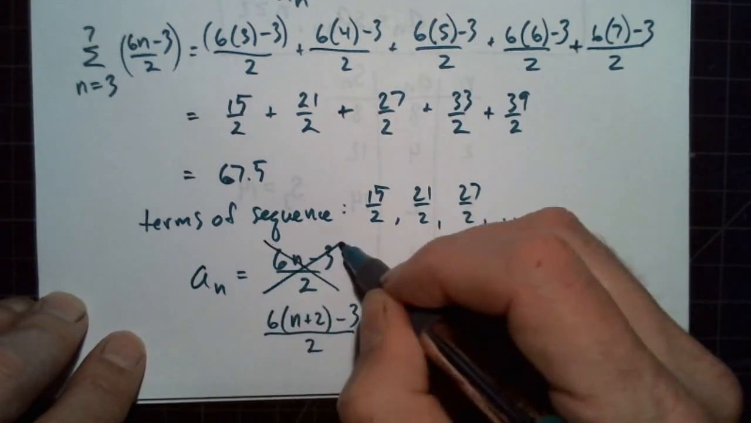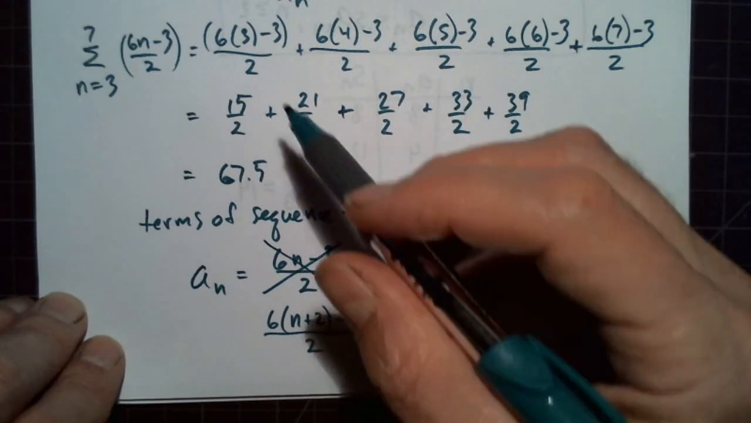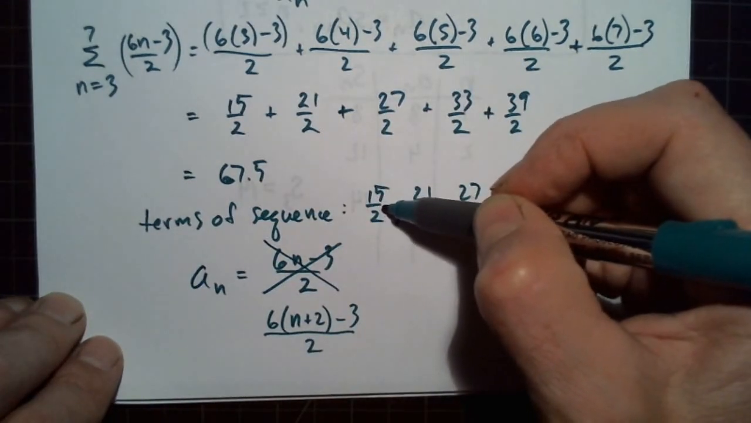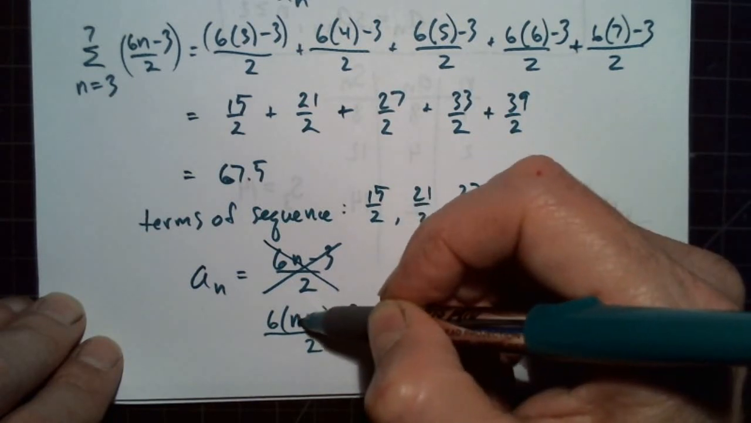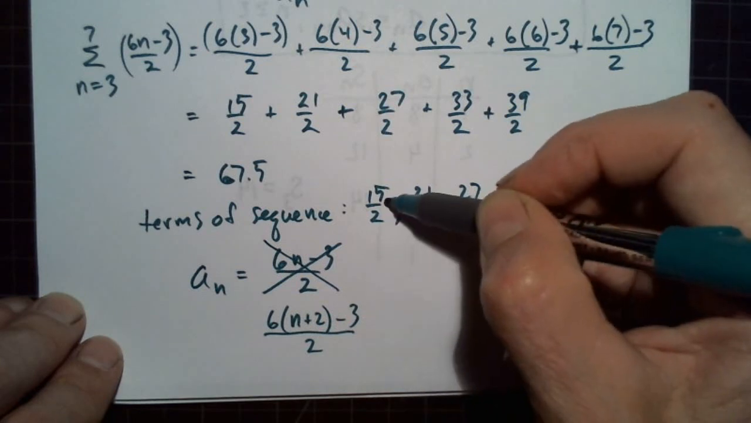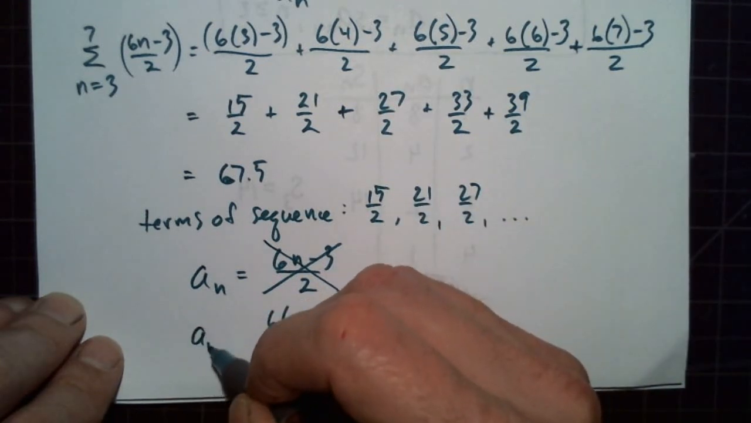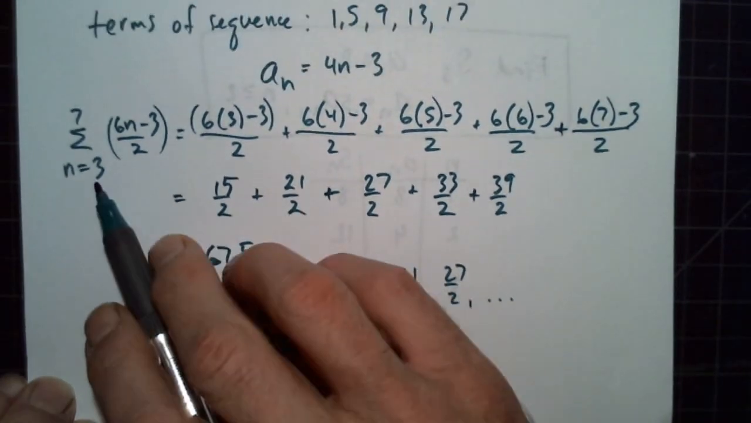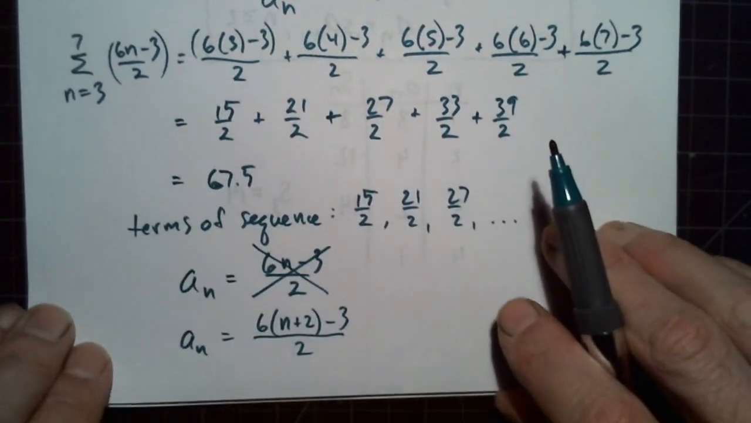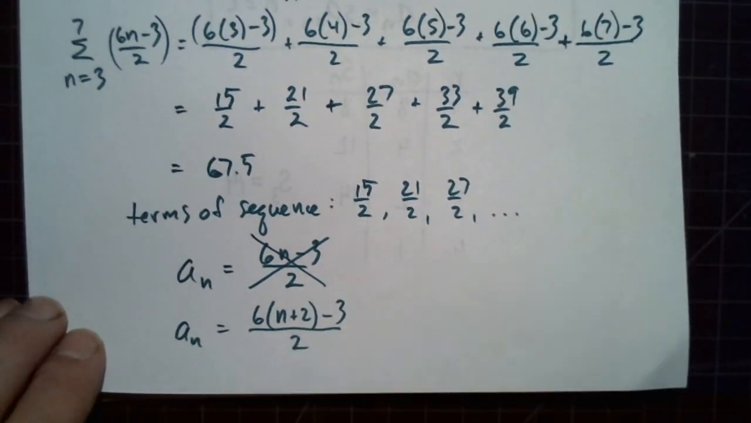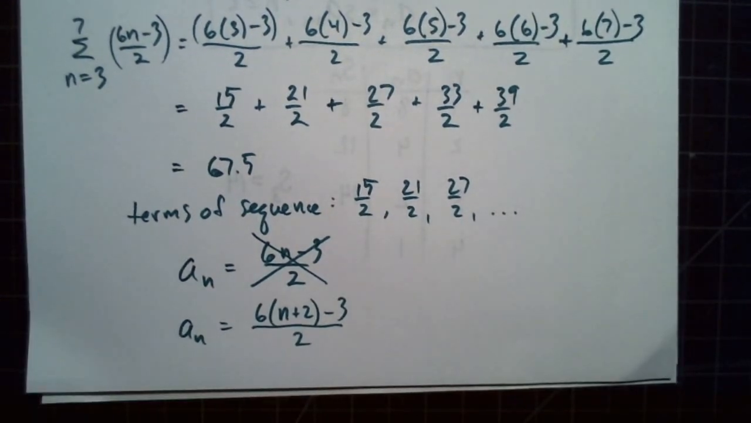Instead of doing that, let's modify it, because this sequence starts when n equals 3. So if I put a 1 here, it would give me 3 times 6 is 18 minus 3 is 15. So there was a little twist in that problem because it started with 3 instead of 1. That's the end of that lesson.